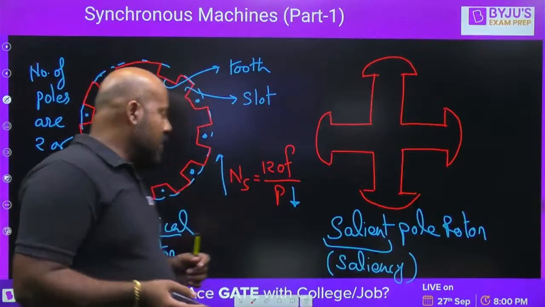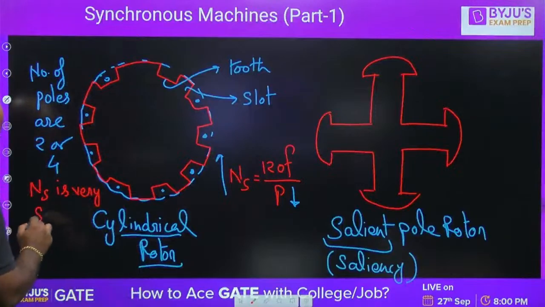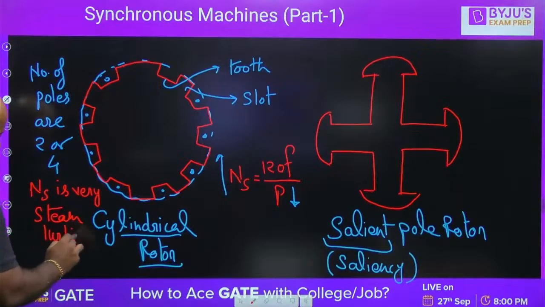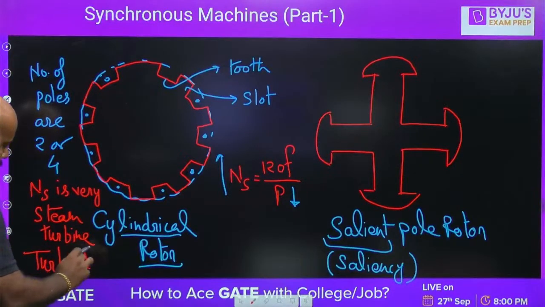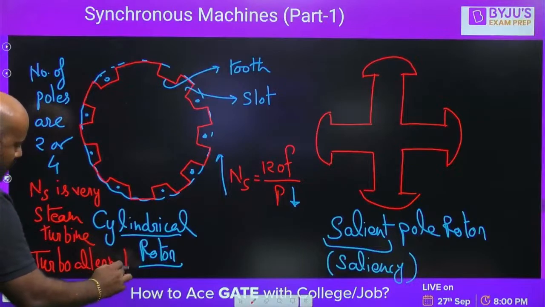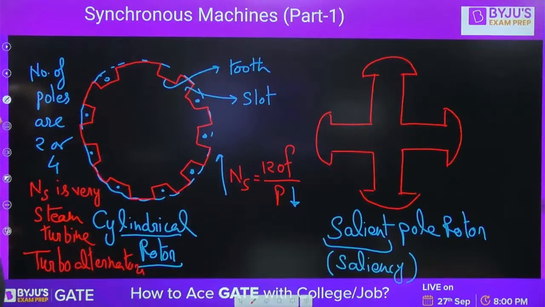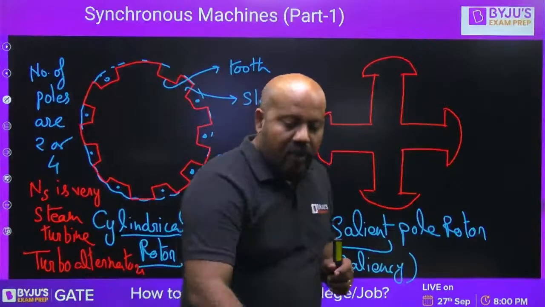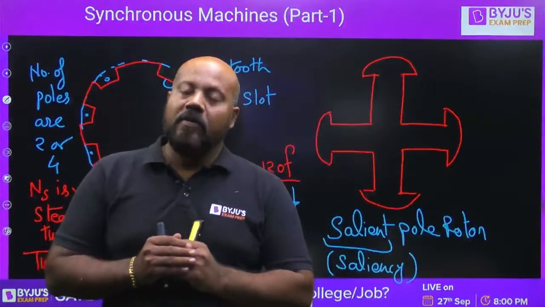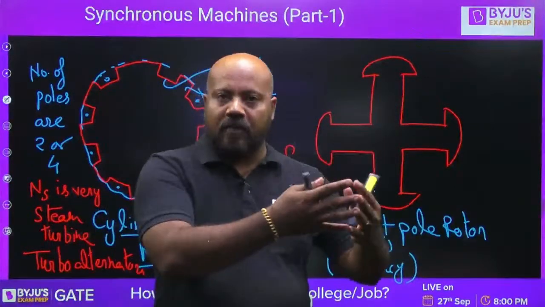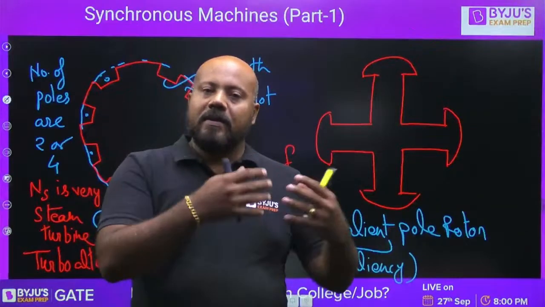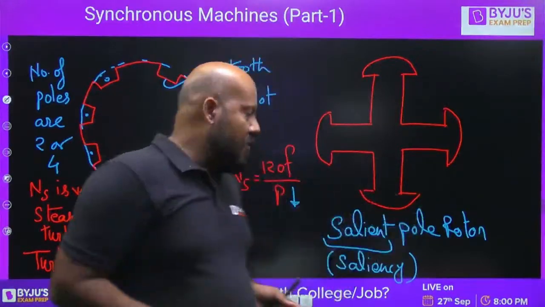and that is why these are used with steam turbines, and they are called turbo alternators, because they operate at very high speed. When it comes to the salient pole rotor, they have a very high number of poles, maybe 6, 8, 10, 12, and maybe more.